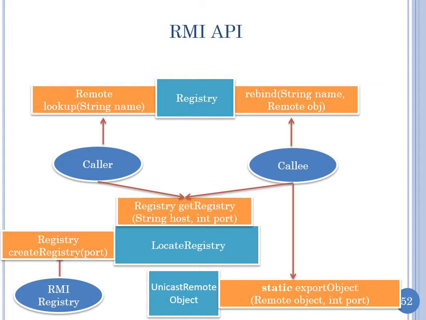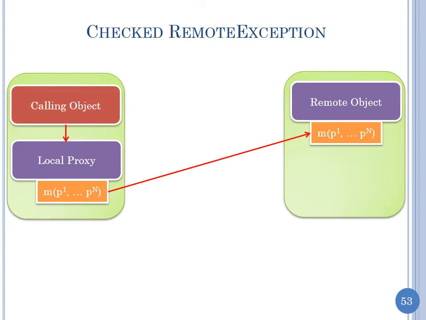So it's the callee that exports the object and creates a proxy, which is then sent to the registry, and from where it is retrieved by the caller. And since we are talking about a network, we can have remote exceptions. So when we invoke a method on a local proxy, it is as if we invoked it on the remote object, except it goes over the network, so it may be slower, and it might have errors that would otherwise not occur.